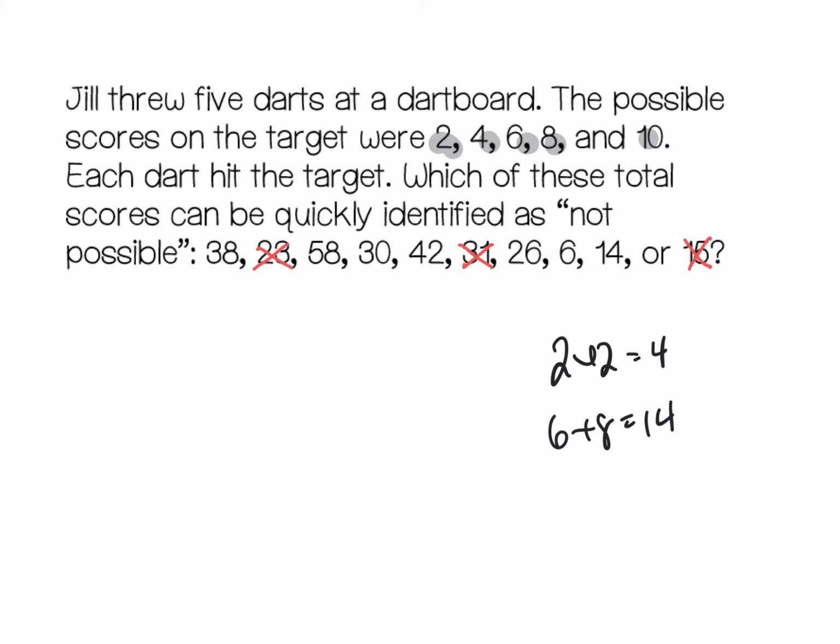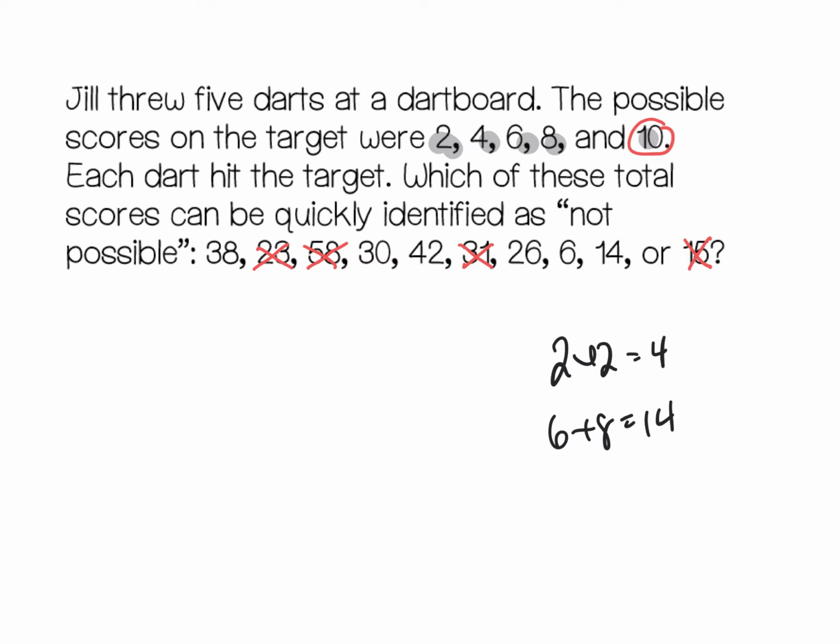All right, so everything that I have left are even numbers. Now I think the easiest would be to look at the highest and the lowest. So let's start with the highest. If they got a 10 every single time they threw a dart, and we know they threw it 5 times, the biggest score they could have is 50 points. Well, we have a number bigger than 50. We have 58, so we can eliminate 58.